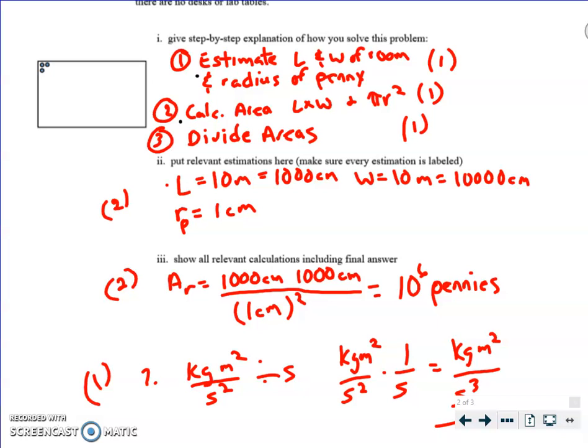Once you estimate the dimensions of each object, then you have to give us the equation for calculating the area. So it's not good enough to say calculate area. You have to say what equation. Length times width for one of them, pi r squared for the other. Then you have to say divide both areas. So there are your steps.